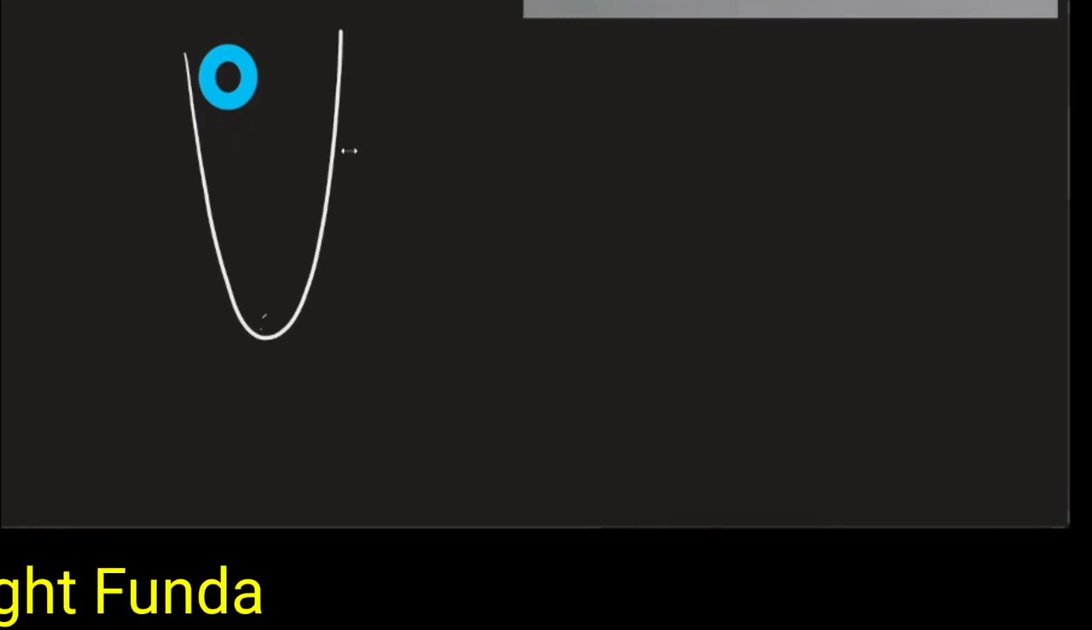It will become like this. This is also a parabola. So at this position, let's check if it can roll or not. If it comes like this, no problem. It will be going like this, no problem.